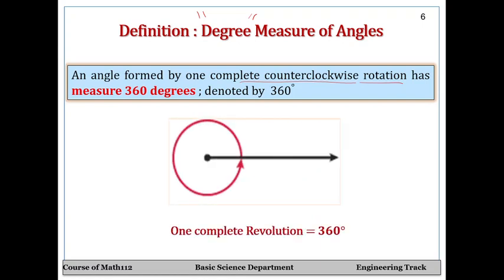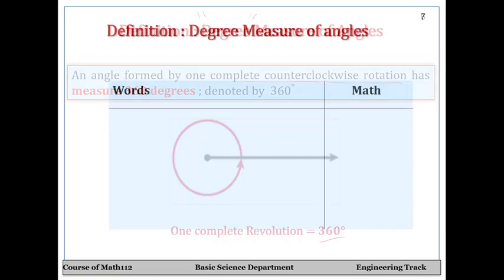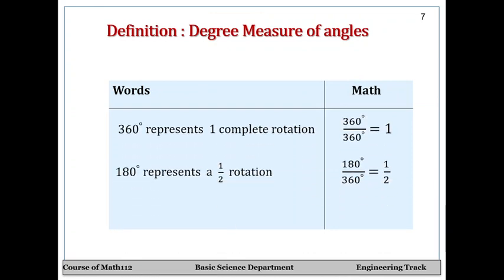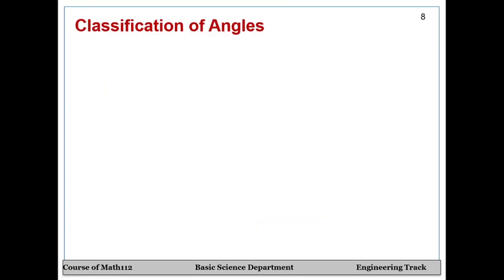So as you see, it's one complete revolution, we say 360. So then by using this, we prorated. 360 means like one complete turn. Half rotation is 180, and then a quarter rotation is 90 degrees. And here is the classification of angles with respect to their measures.